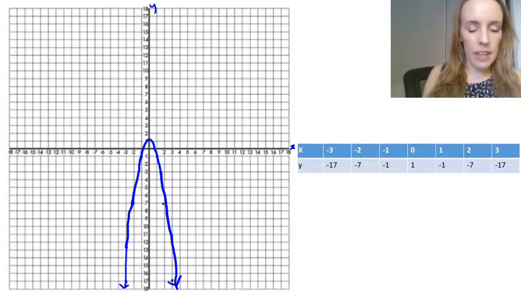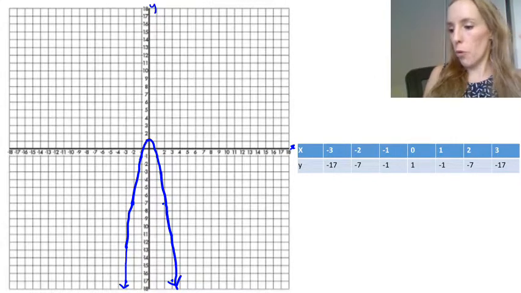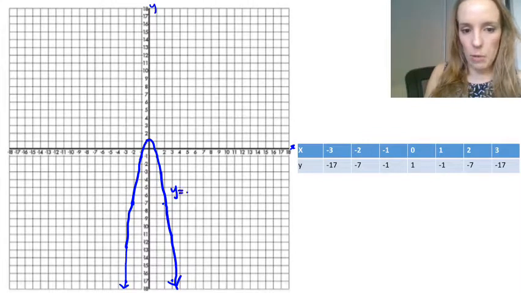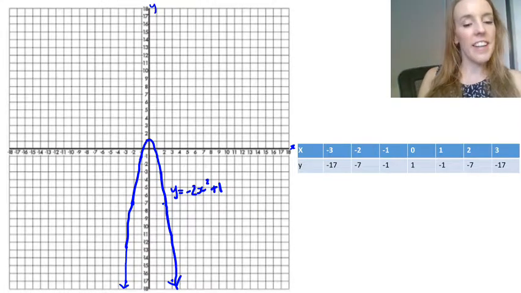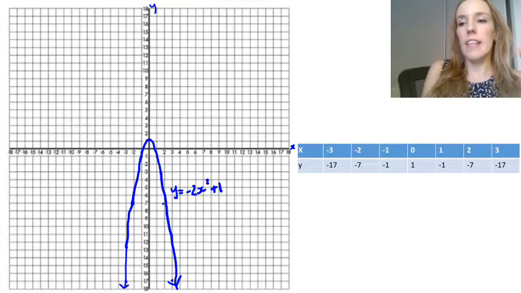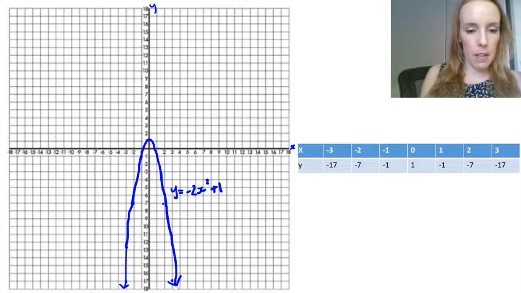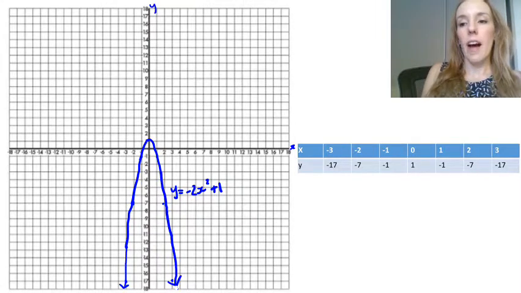Put arrows on the end, and then you're going to label it with your rule, which I've written down over here. So y equals -2x² plus 1. And there you have your graph. Make sure you've hit all the points, unlike what I just did, and put arrows on the end nice and neatly there. I'm going to actually erase that bit there just to make it a little bit neater, and label it with your rule.